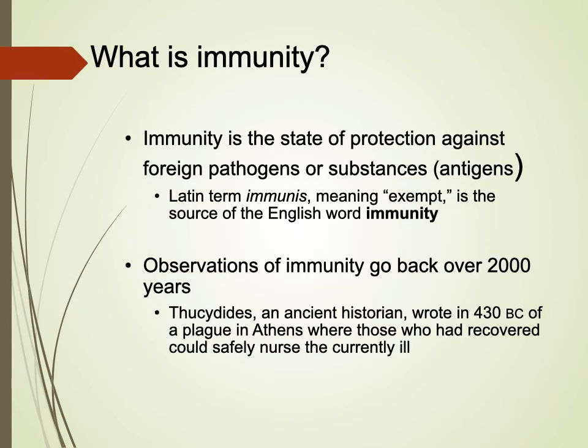So when we talk about immunology, the term immunity comes up. And so what is immunity? Immunity is a state of protection against foreign pathogens or substances. And so this is where we might say we have immunity to something if we've been infected before, and then we have immune cells that are going to protect us. This concept of immunity goes back over 2,000 years ago. So in recorded history, realizing that people had protection against reinfection was actually documented in 430 BC.